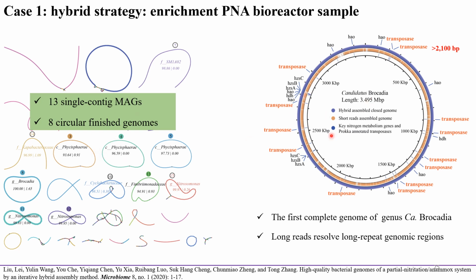This picture illustrates the first complete genome of the genus Candidatus Brocadia. We can see 13 identical transposases with a length of more than 2100 base pairs were identified on this complete genome. This may explain why only highly fragmented MAGs had been recovered for this genus previously. Also, this demonstrated the promise of using nanopore long reads to resolve long repeat regions.